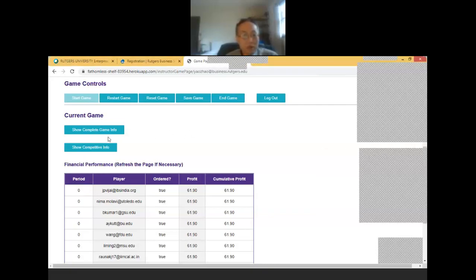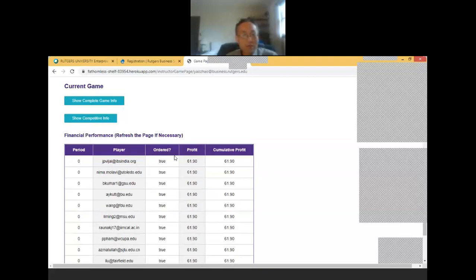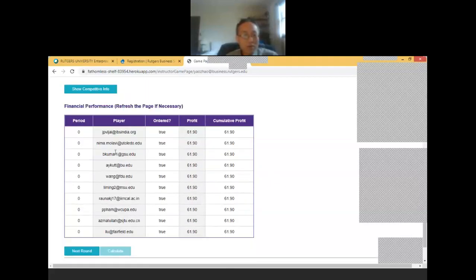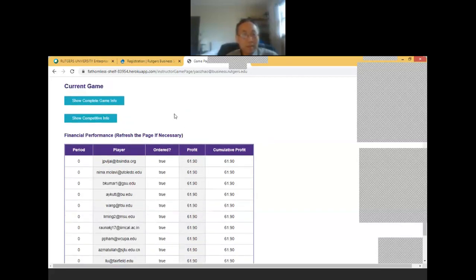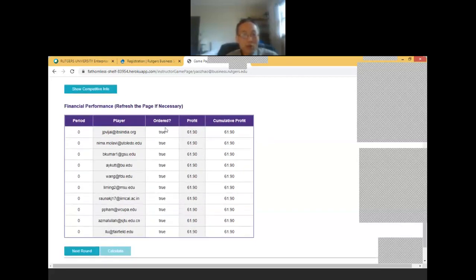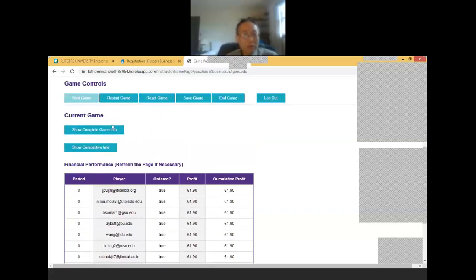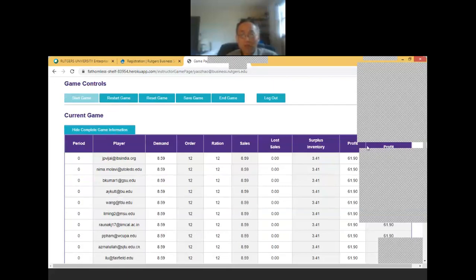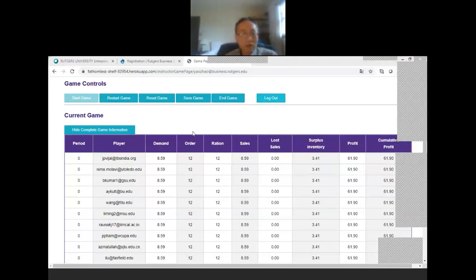Now here you will see the financial performance, essentially the profits of all the teams. We have 10 teams here. So you can track if they ordered or not. And let me see. Okay, here's the complete game information. If you receive the login and enter the system, you will see something like this.